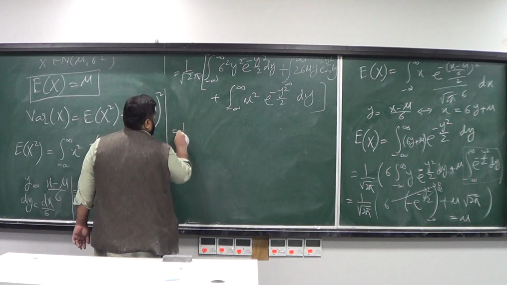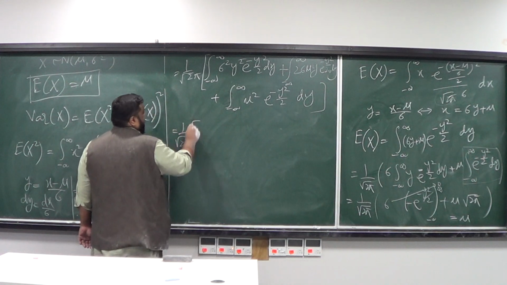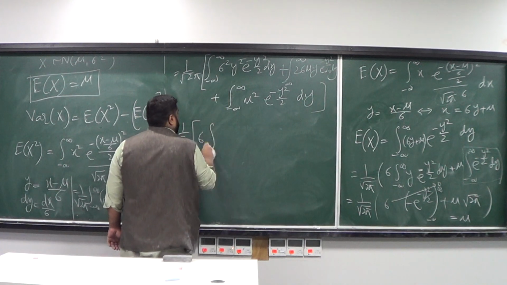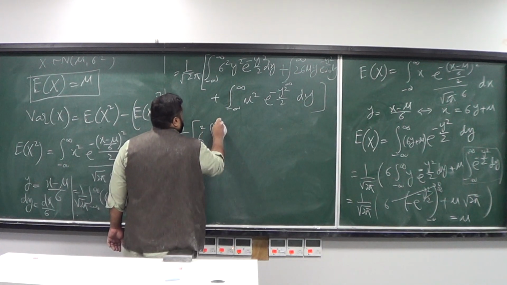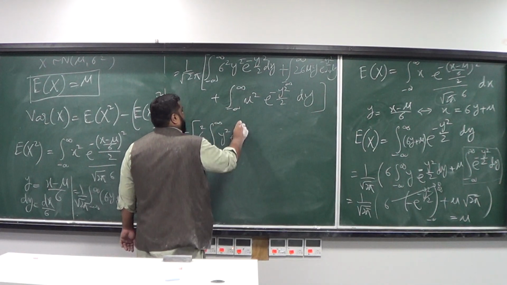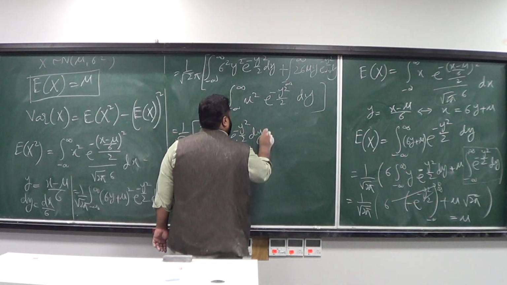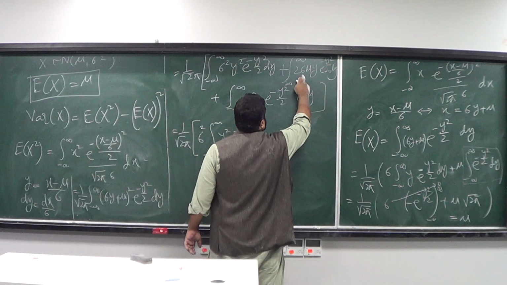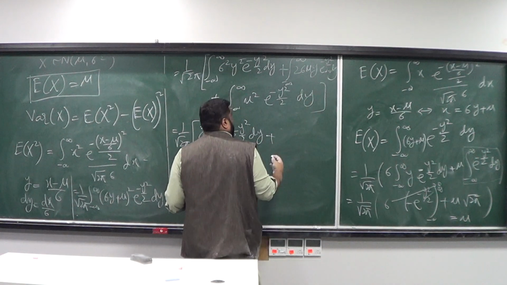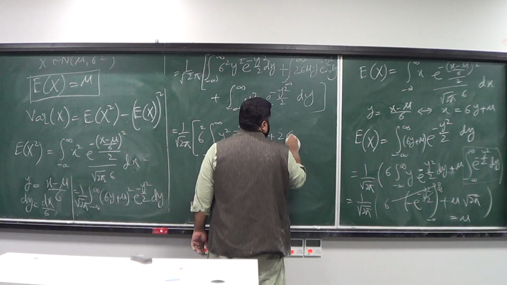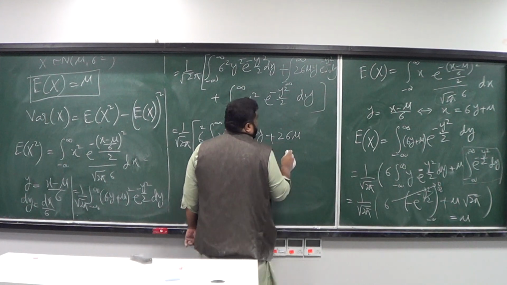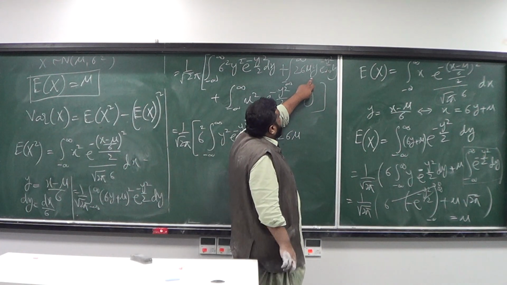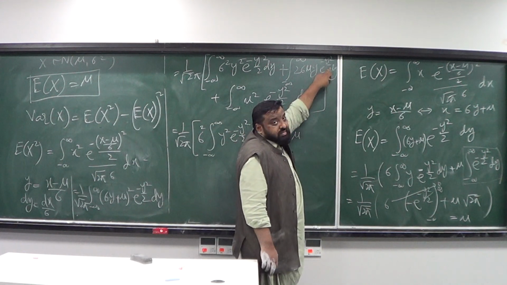So what are you going to get? 1 over the square root of 2 pi. The sigma square is a number, you can pull it out of the integral: integral from minus infinity to infinity of y square e to the minus y square over 2 dy. Plus this 2 sigma and mu, they are like constants, so you can pull them out of the integral. What remains is y e to the minus y square by 2.